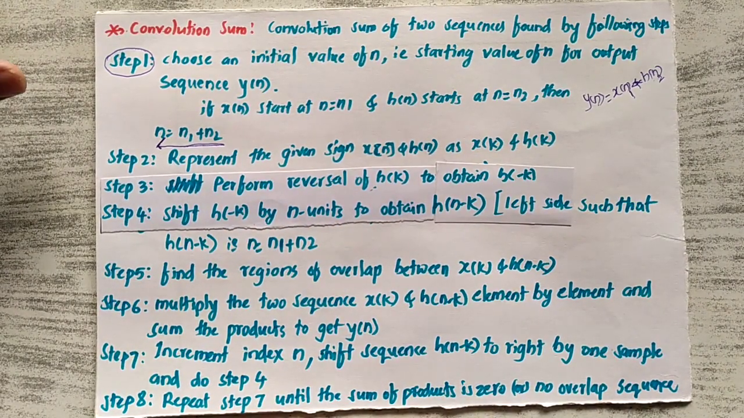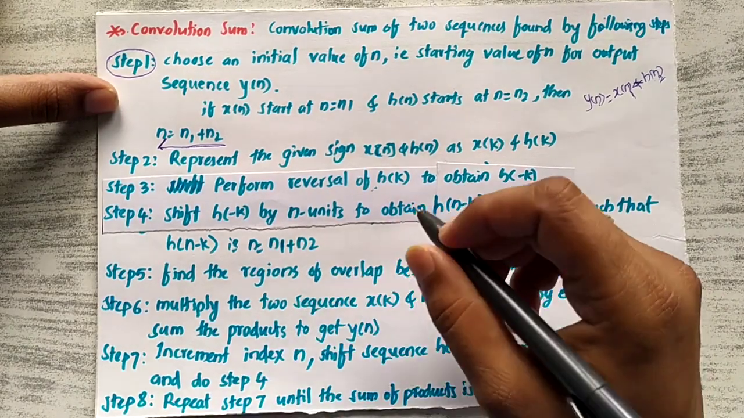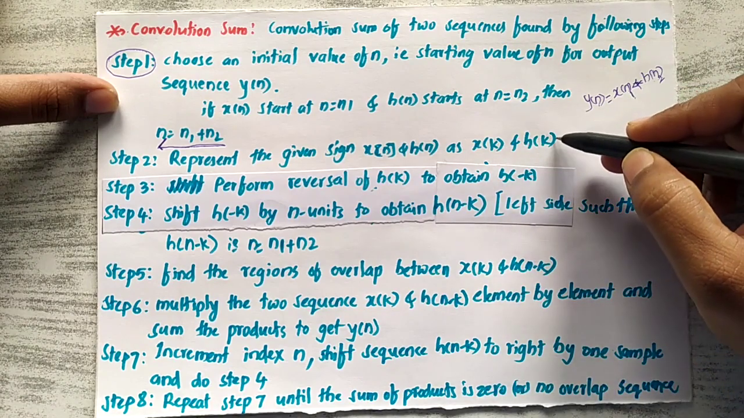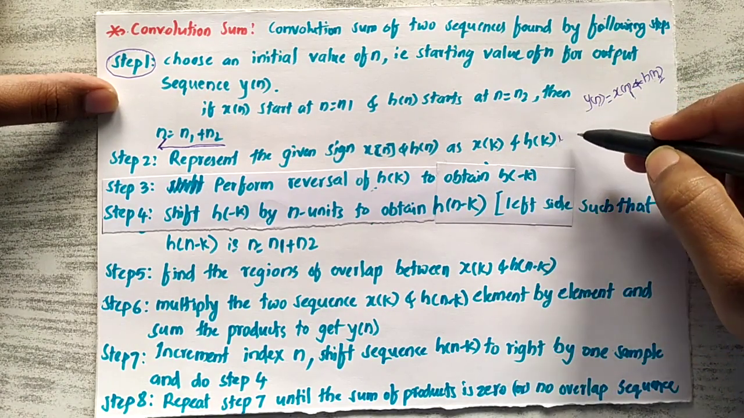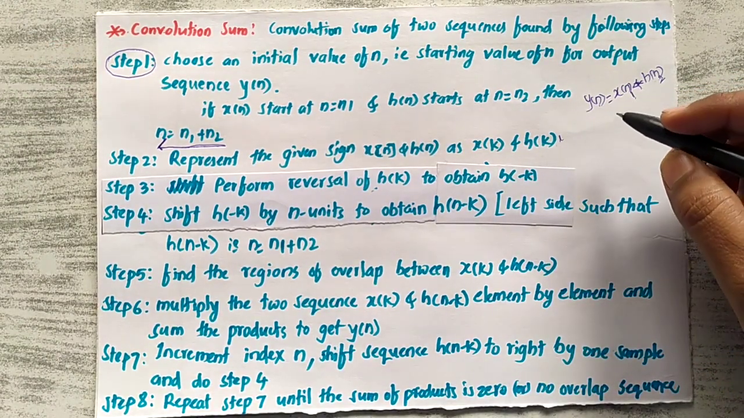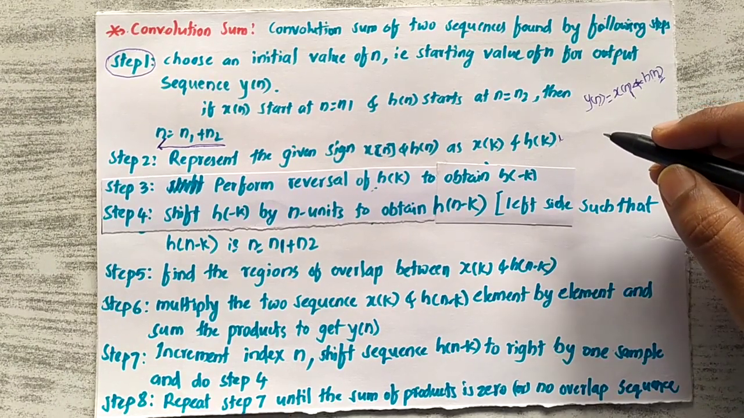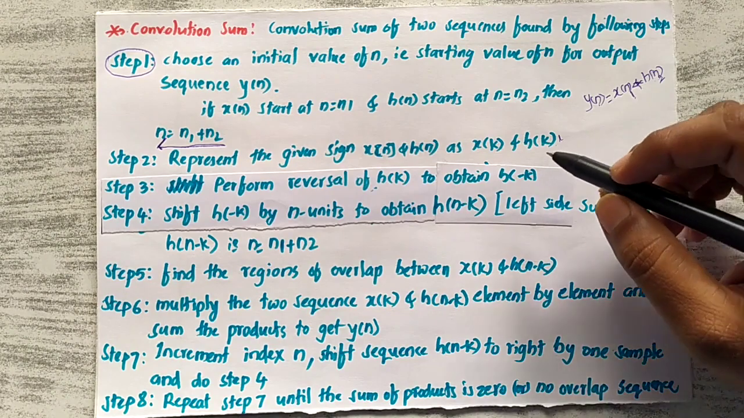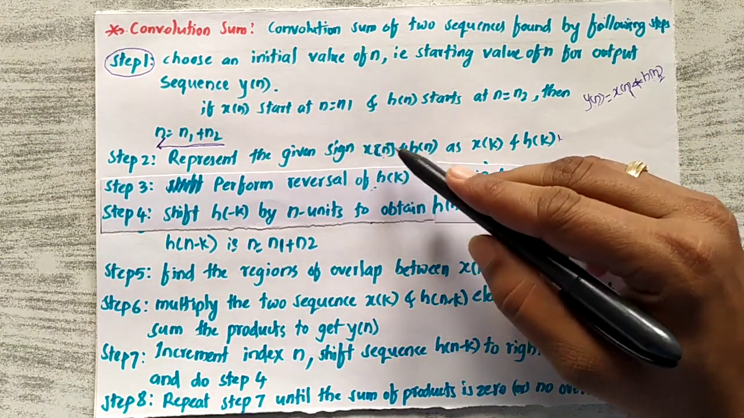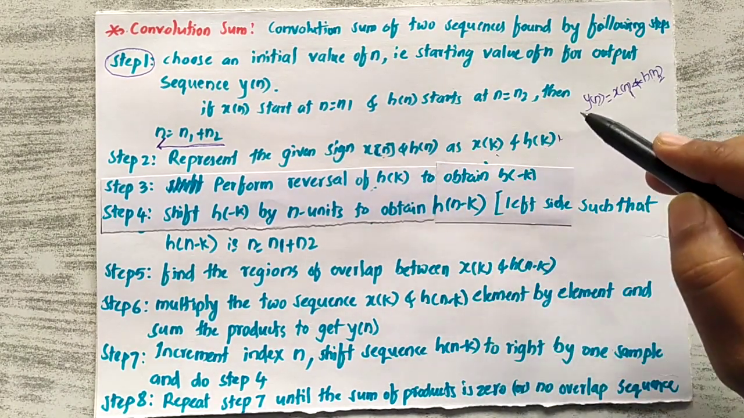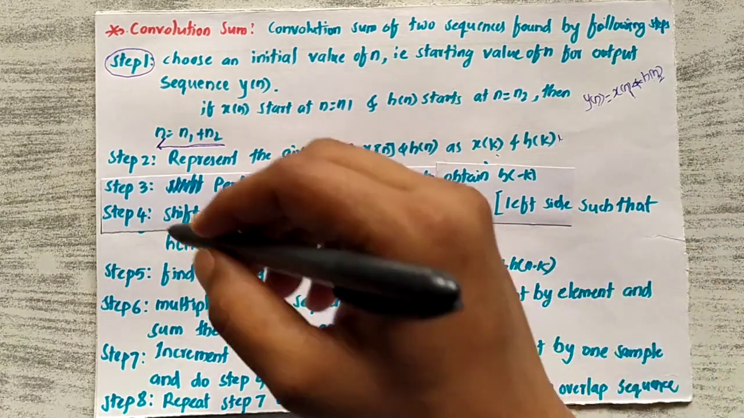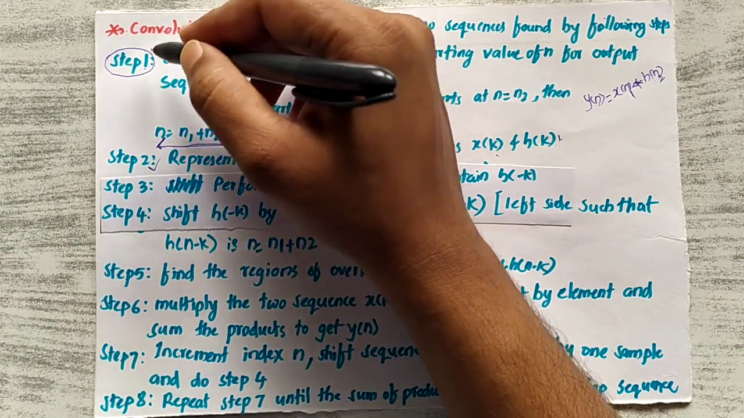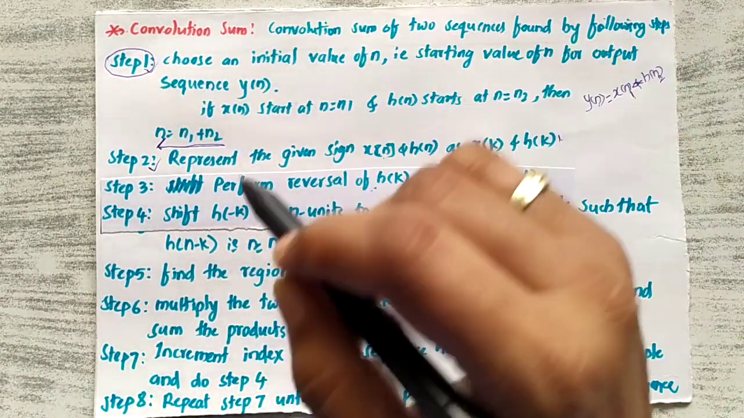Step 2 says represent the given signals x of n and h of n in terms of x of k and h of k, because that's what our formula says. It is summation over k from minus infinity to infinity of x of k h of n minus k, right? So we will be representing n as k, replacing n with k. Okay, that's the first step. You can say so correspondingly.